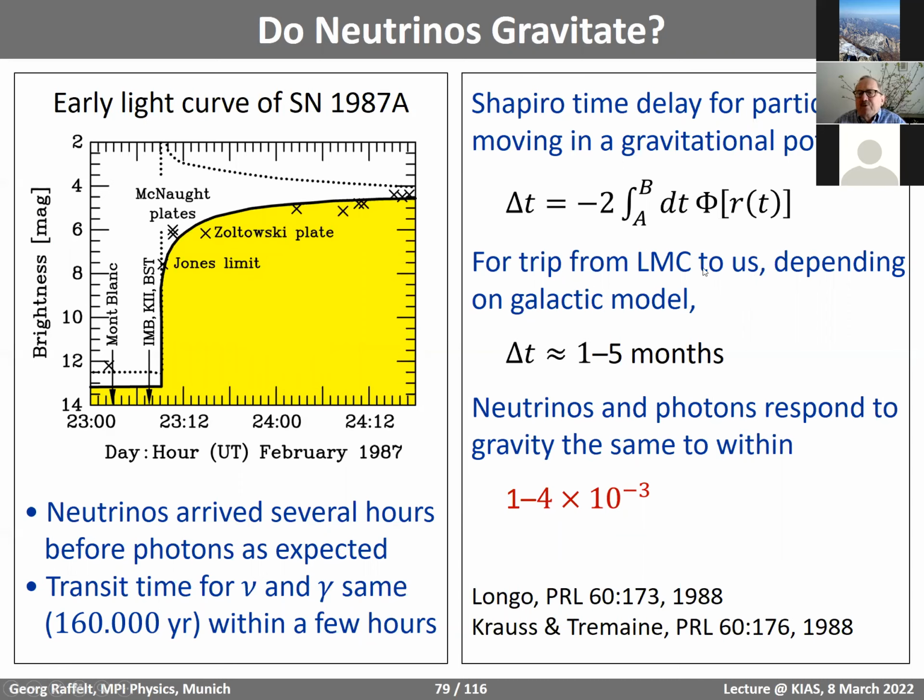On the other hand, the Shapiro time delay, which is the slowing down of signals in a gravitational potential, would be a few months in standard physics, because a trip from the LMC to us would be slowed down by a few months in the standard GR picture. And so neutrinos and photons must respond to gravity the same way within about 10^-3. So that proves that neutrinos respond to gravity the same way as photons, for whatever that's worth. But it's an interesting observational point. Okay.